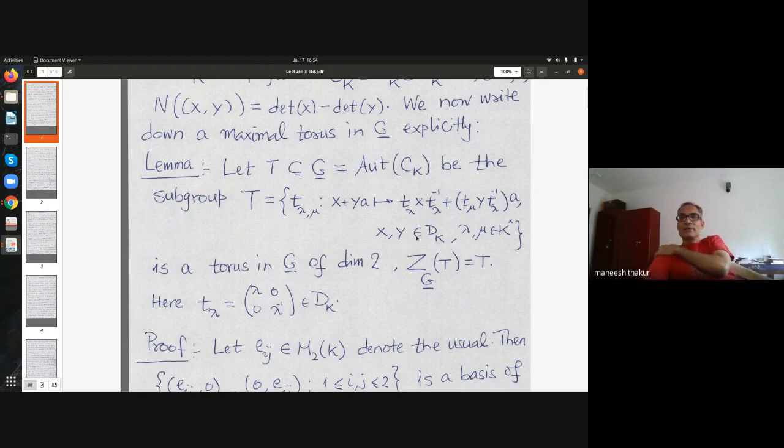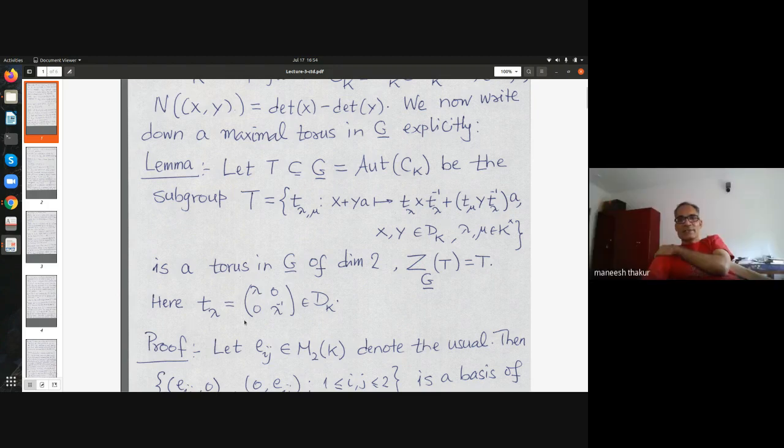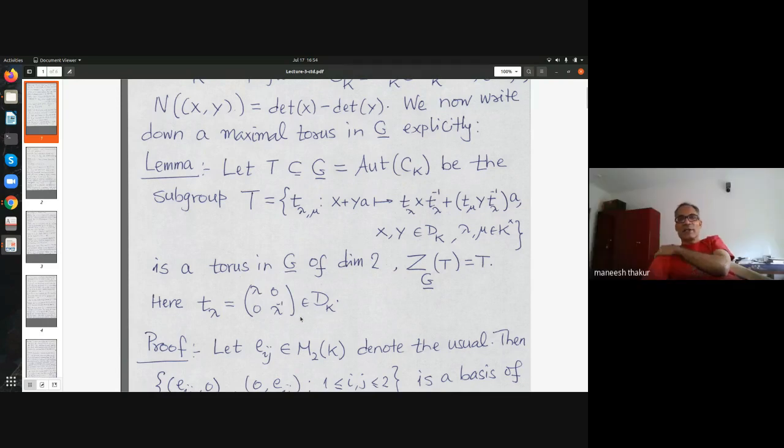Pralay, is that okay? And so what is T lambda and what is T mu? T lambda is a matrix like this. And T mu is also a matrix like this. So these are all diagonal matrices of determinant 1. And I'm just defining this automorphism.